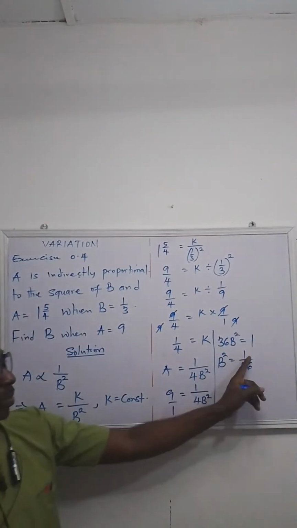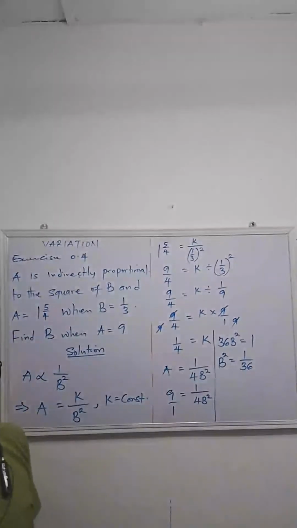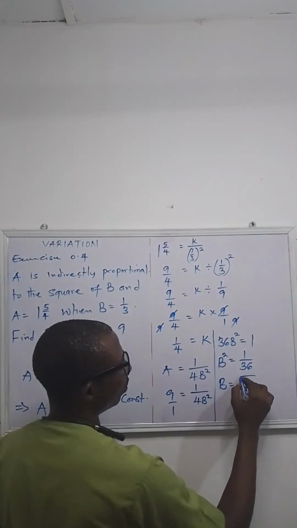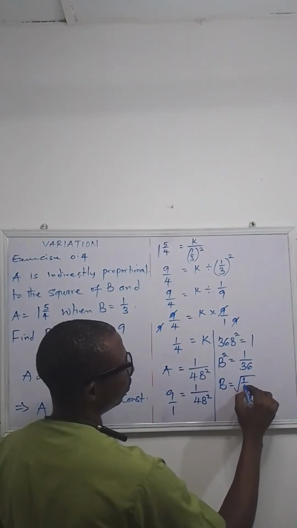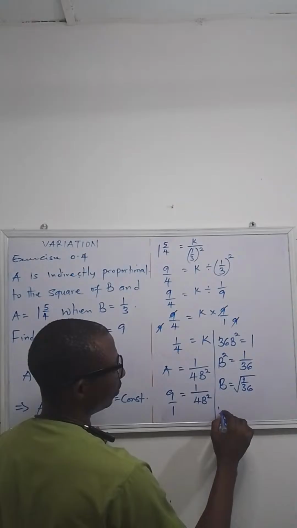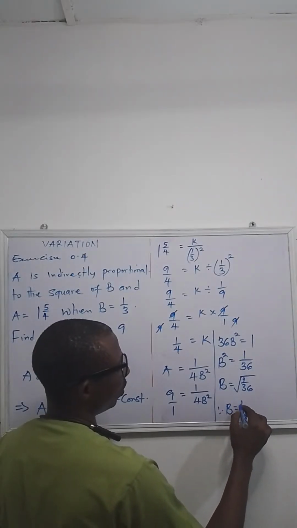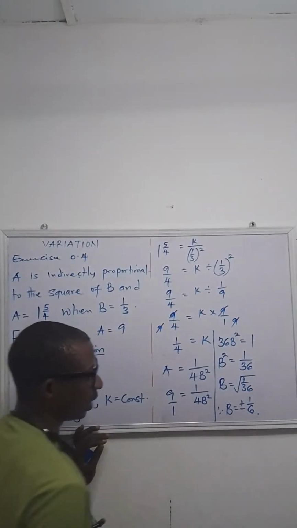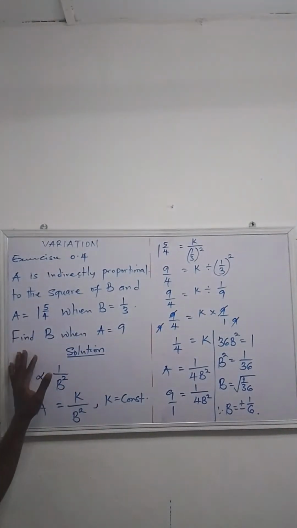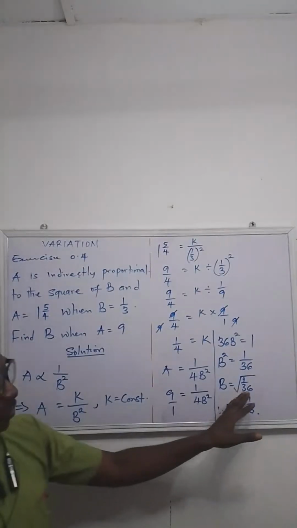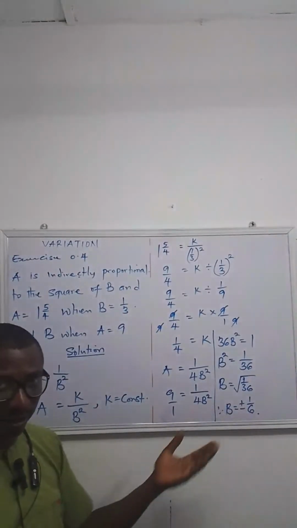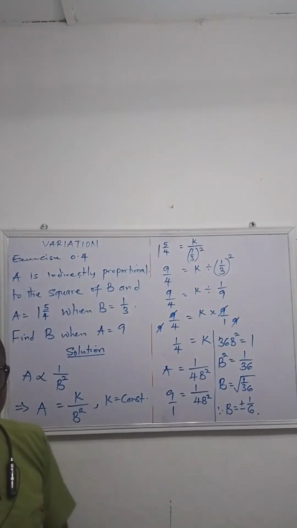Now you find the square root of both sides. So we have b equals the square root of 1 over 36, and therefore b equals plus or minus 1 over 6. So that is the answer to the problem. When you find the square root of a number, you have two answers, the positive and the negative parts.